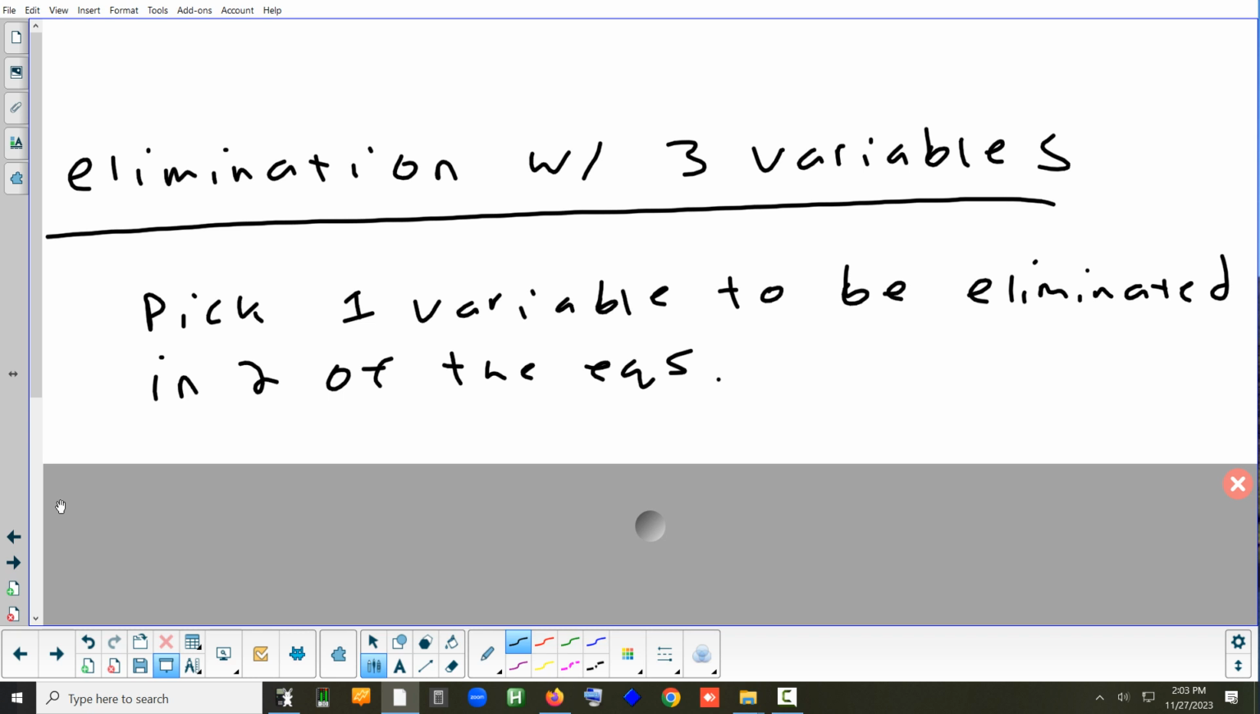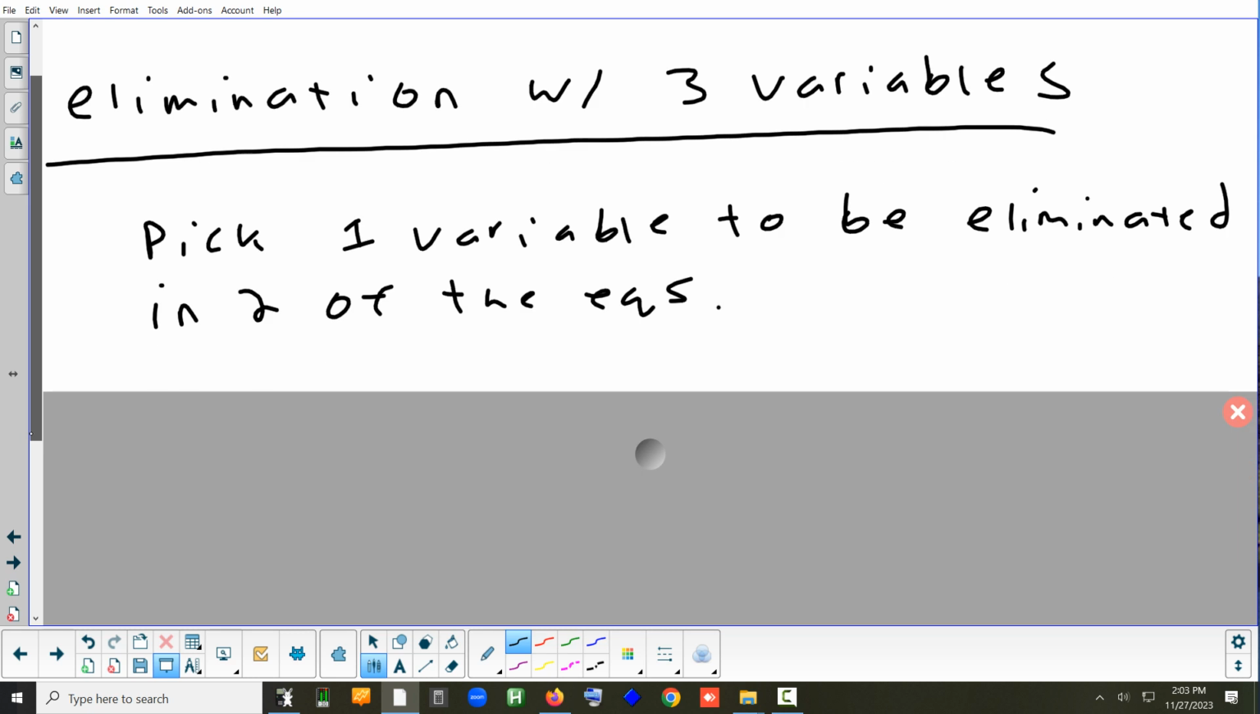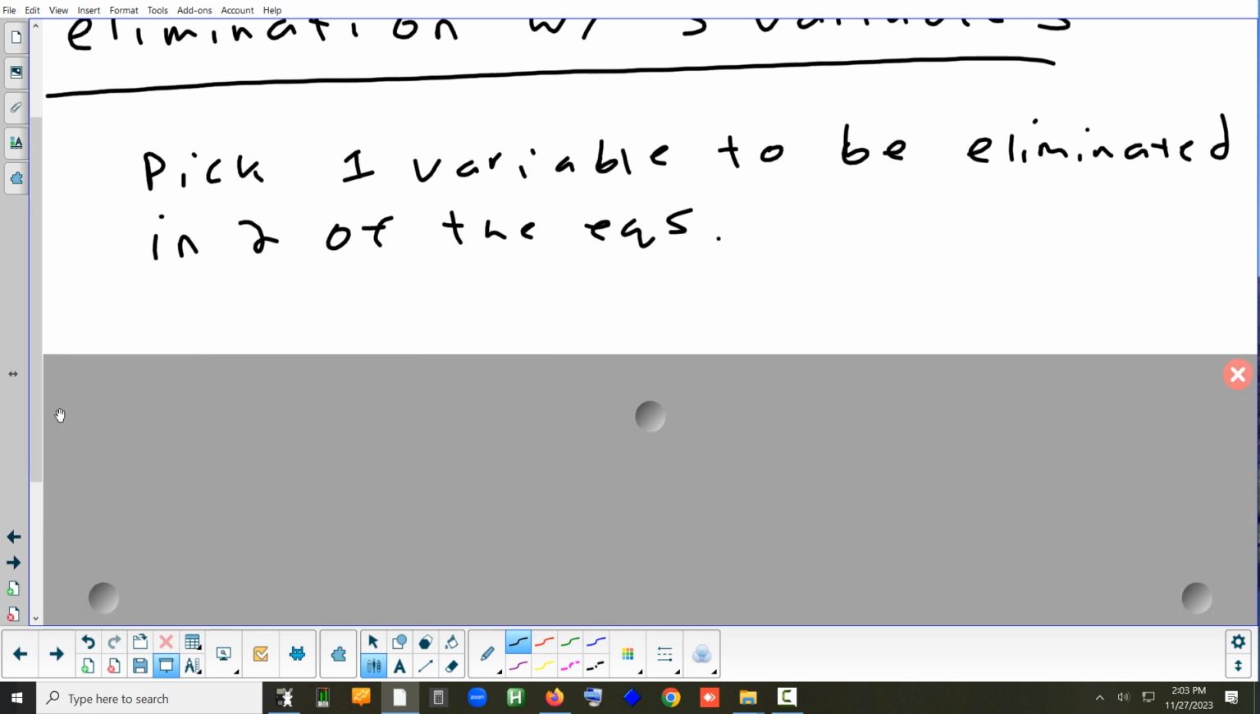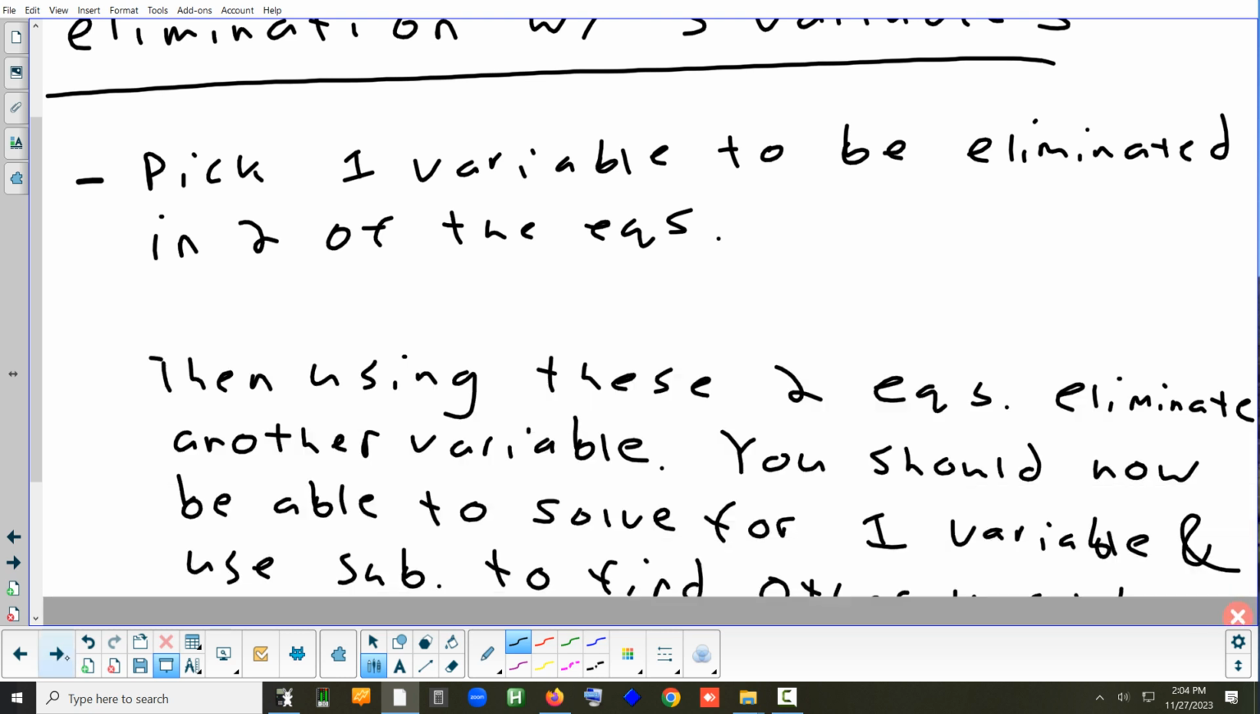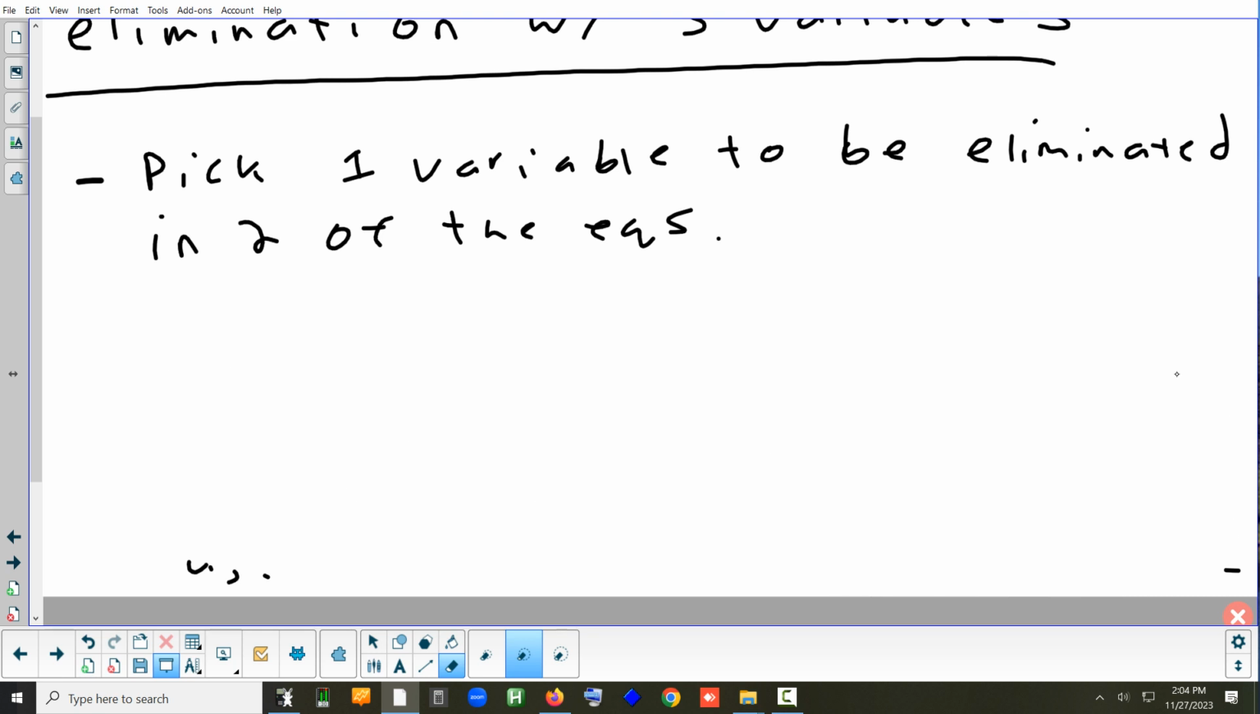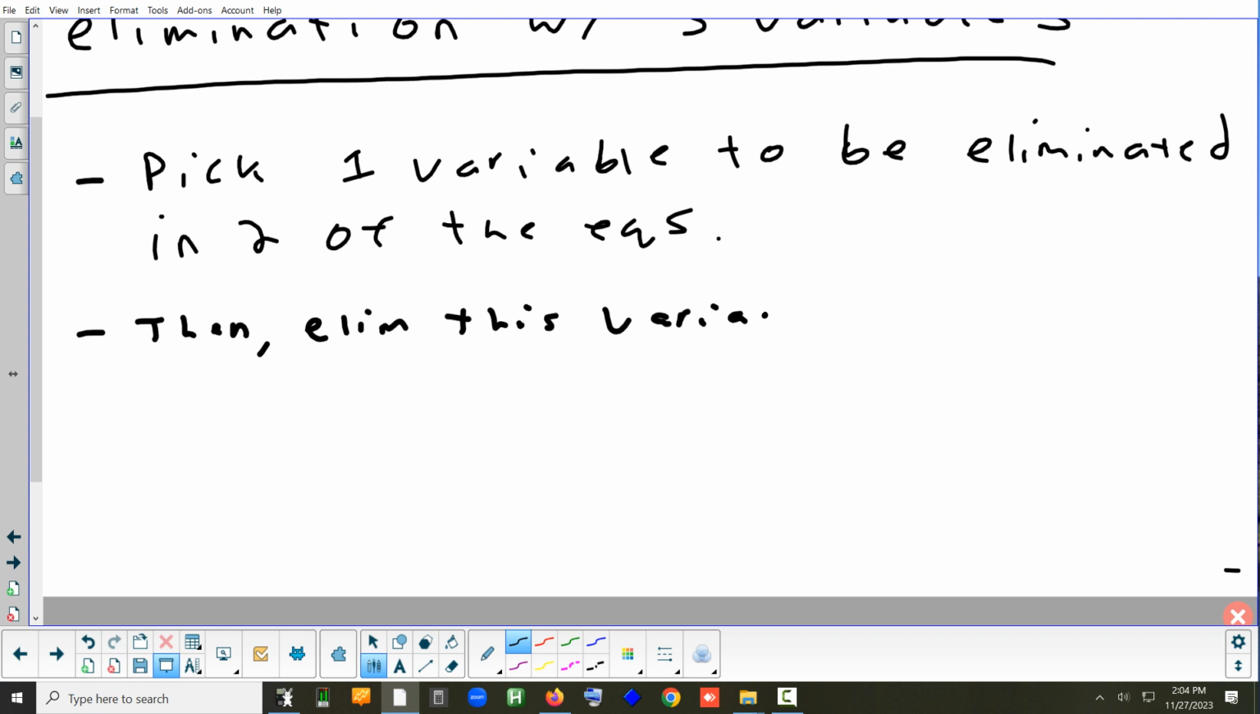So you're going to have 3 equations now. You are going to pick a variable to eliminate in 2 of the equations. Then you've got to do it again. You have to eliminate the same variable, but you have to pick 2 different equations because you're going to have 3. So pick a variable to eliminate in 2 of the equations. Then eliminate this variable again in 2 different equations.